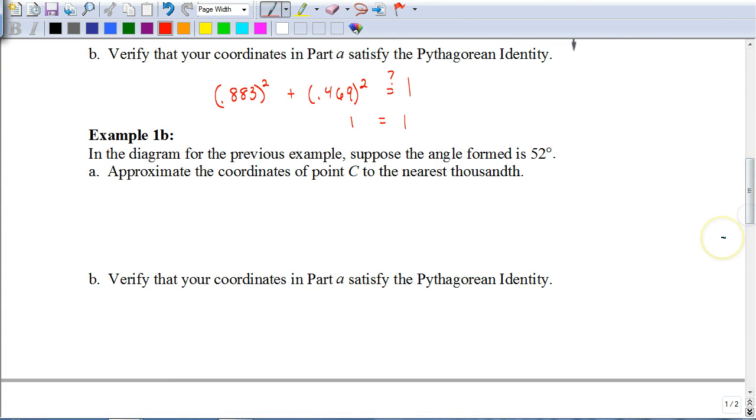Why don't you guys try the next one? Why don't you try this? So hit pause and press play when you're ready to check your answer.